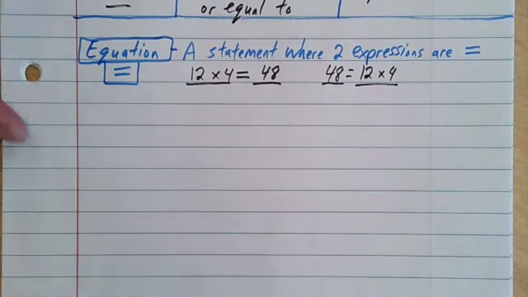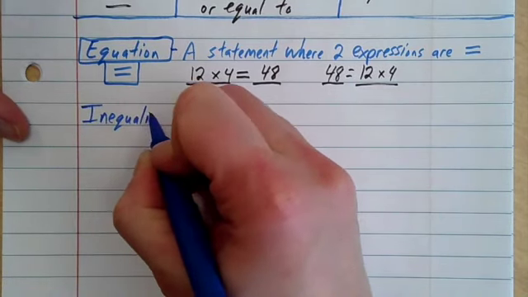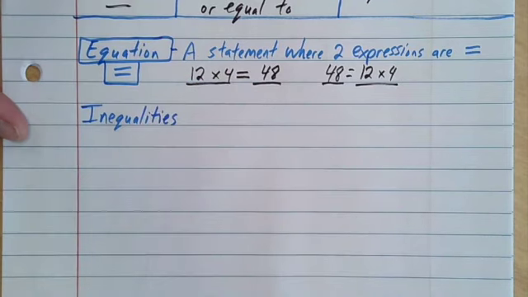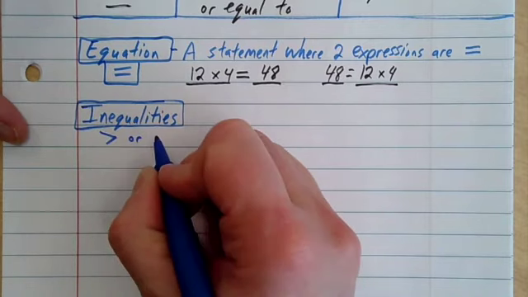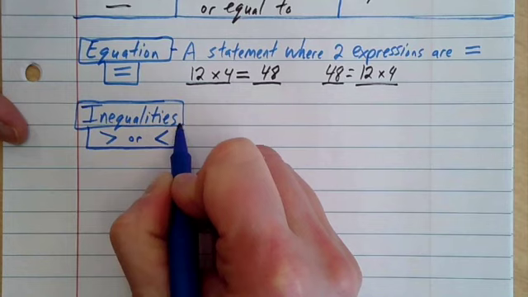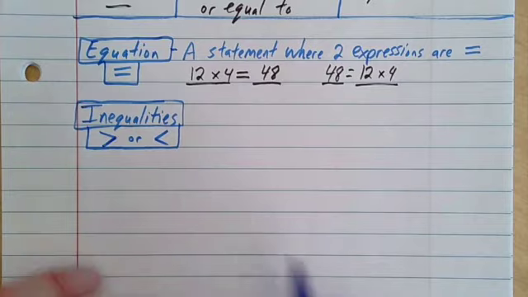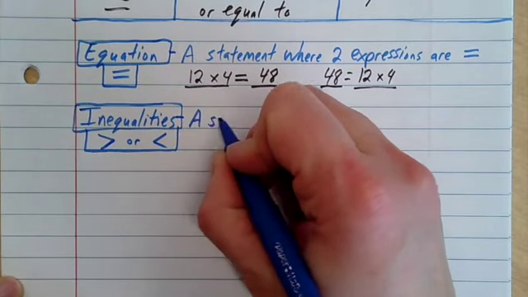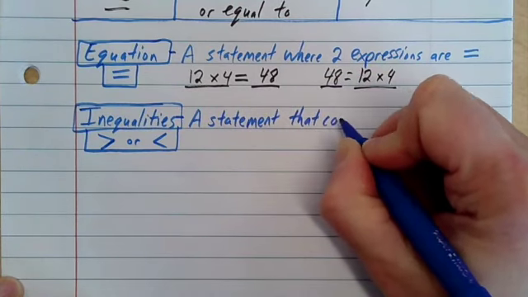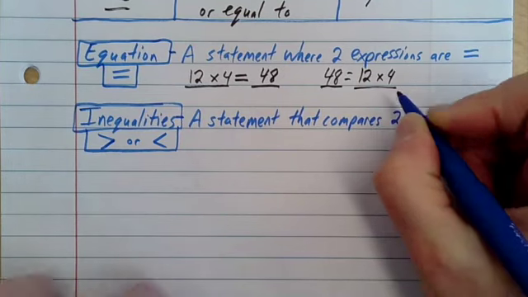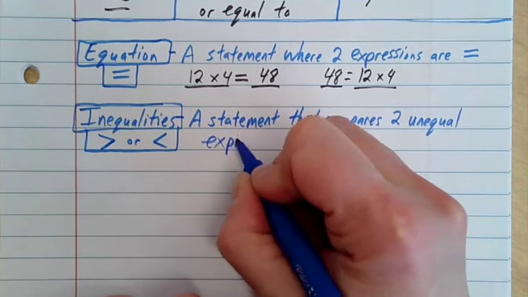The other term we talked about is inequality, and we did this on test 10 as well. Inequality, you're comparing two things, and they are not equal to each other. So inequalities, we use the greater than or the less than signs. So now your statement's not going to be equal. You'll be comparing two unequal expressions. A statement that compares two unequal expressions.